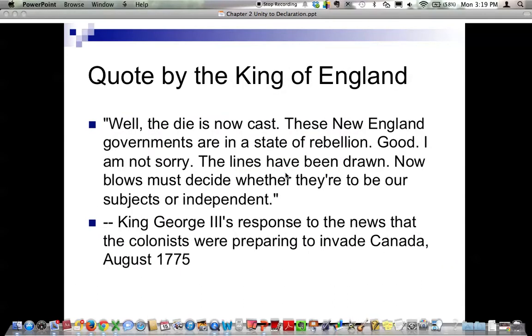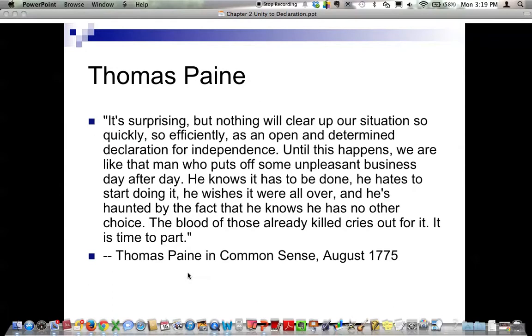And one of King George III's most famous lines, well, the die is now cast. And you might have read that from Shakespeare. The die is now cast. These New England governments are in a state of rebellion. Good, I am not sorry. The lines have been drawn. Now blows must decide whether they are to be our subjects or independent. Again, August 1775, quite angry with the treatment between the colonies and Great Britain.